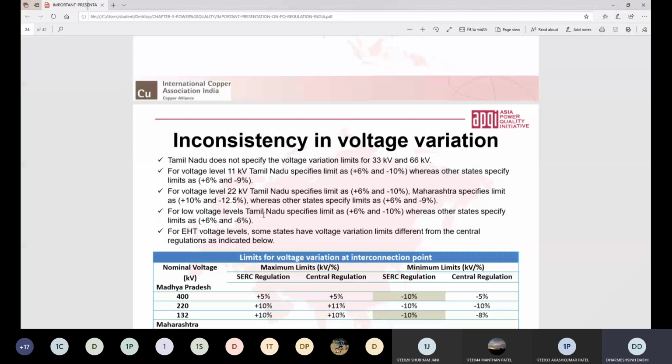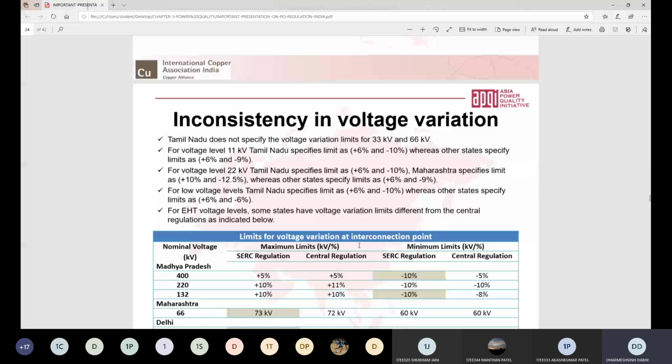In the same way, for voltage level 11 kV, Tamil Nadu specifies the limit plus 6% and minus 10%, whereas the other states specify plus 6% and minus 9%. So you can see this difference in all the quantities like voltage, current as well as harmonics. In the same way, for voltage level 22 kV, Tamil Nadu specifies plus 6% and minus 10%. Another state, Maharashtra, specifies plus 10% and minus 12.5%, whereas other states specify plus 6% and minus 9%. So in short, the voltage variation limits of all the states are different based on their regulatory commissions.